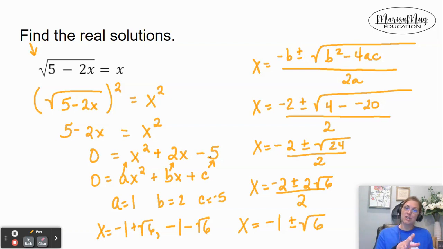So watch your instructions real carefully so that you know what types of answers you're answering with, and watch out for those square roots. You want to make sure you get them by themselves so you can square both sides.